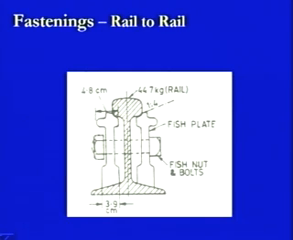These are the two fish plates which have been used, and they have been jointed by the same bolt. So, this is a bolt and this is a nut. This bolt is passing from one fish plate going through the rail section and then coming to the other side and is being fastened with the nut.